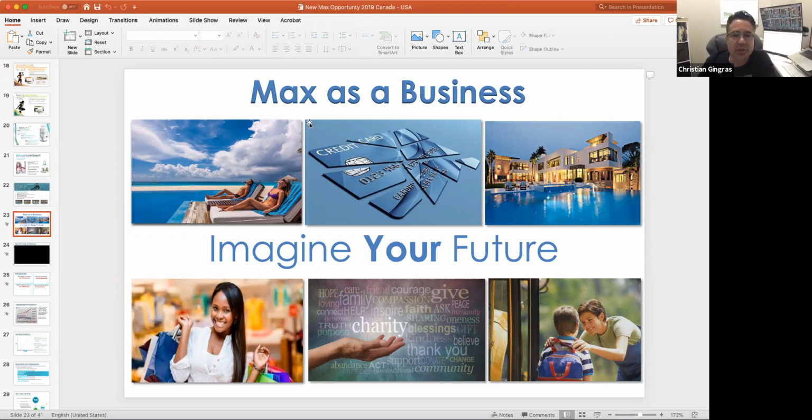So this particular slide, Max as a Business, Imagine Your Future, is designed to create an interaction with your audience. This is an opportunity where you can interact with your audience. For example, as your slide comes in, you share with the audience that now we're getting into the business opportunity aspect of the presentation, and you can start with the audience. And again, you don't have to do that. I'm giving you some suggestions.